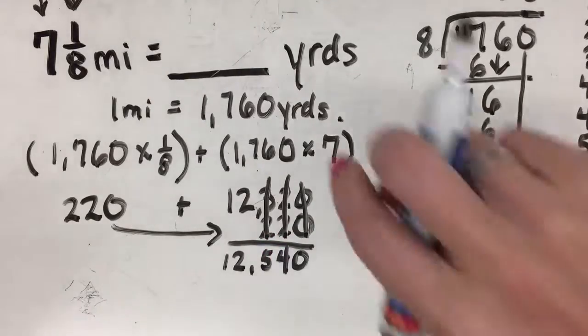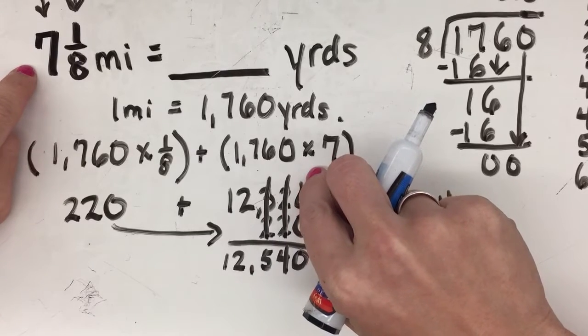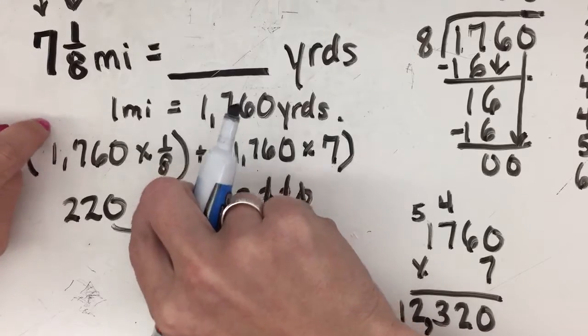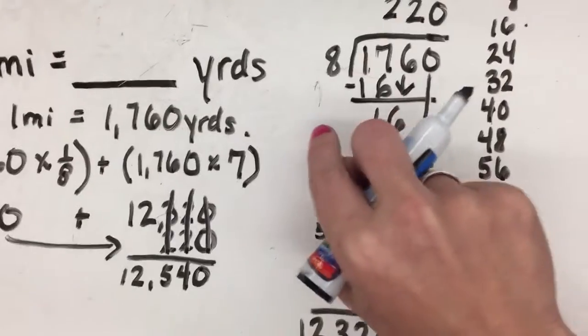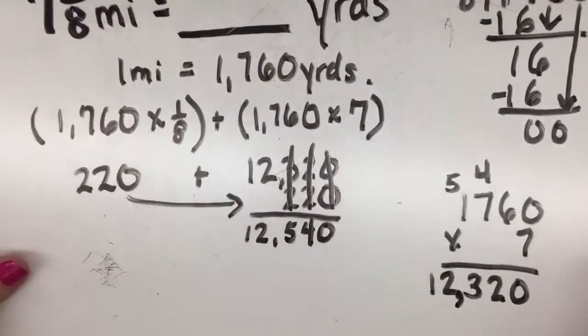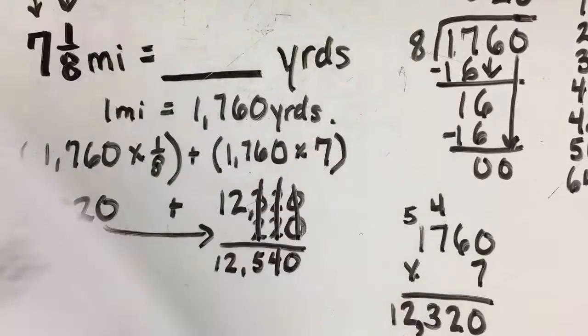So I converted the 7 by multiplying by 1,760 yards per mile. And for the 1/8 of a mile, I know that I'm cutting it into 8 pieces, so I divided by 8. Now that I've joined those together, I can look at my answer choices and see, do I have an answer choice that will match?